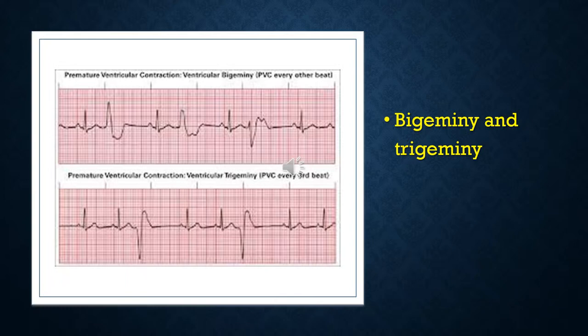So I want to ask you, what's more dangerous in your opinion, bigeminy or trigeminy? Of course, your answer is right. The more important and more dangerous is bigeminy. Why? Because in bigeminy we have an electrical focus which is more active. It can't permit the SA node to discharge except one beat, and it discharges the other beat. So it's more active, and this may precipitate ventricular tachycardia, which we will discuss later in our lecture. So in this slide, you see other types of PVCs, which are bigeminy and trigeminy.